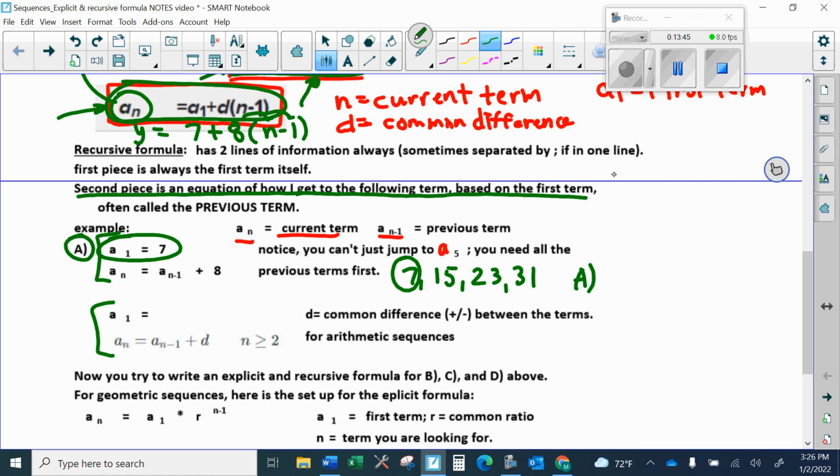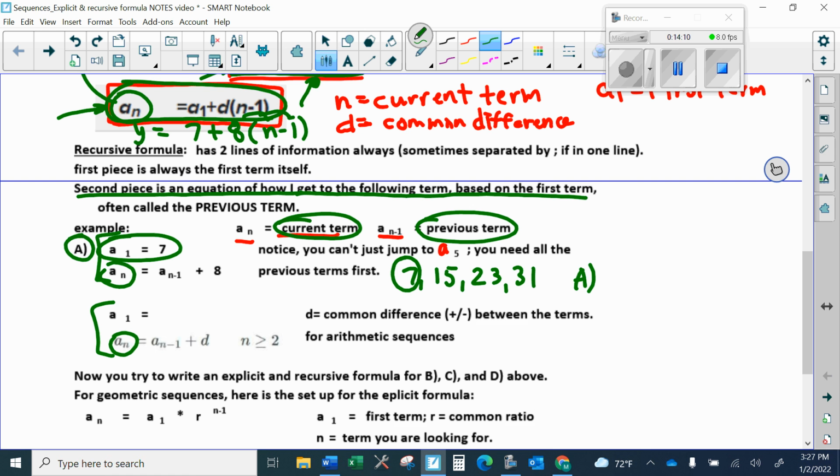Okay. Another way in words, how you can say this is the current term. Notice I have it right here. The current term equals the previous term. Notice A sub n minus 1 is called the previous term. So the current term equals the previous term plus the common difference. 8 was my common difference. That's what you have right here.